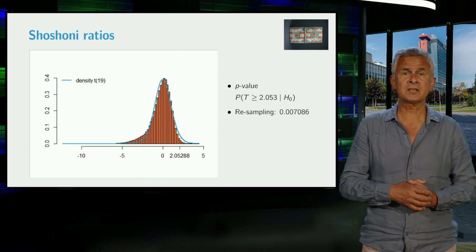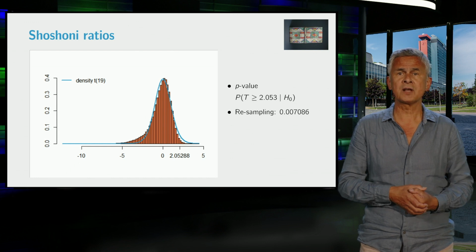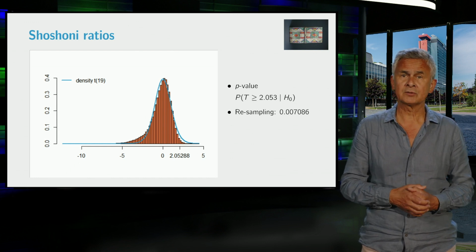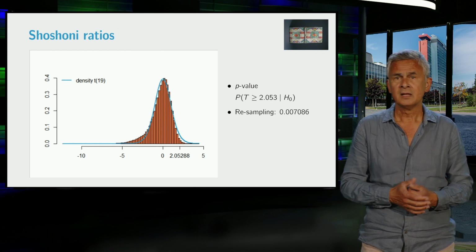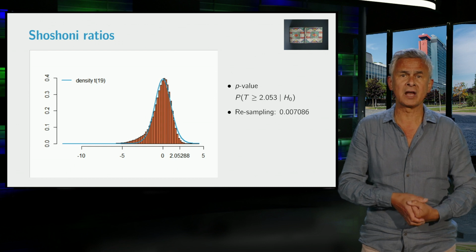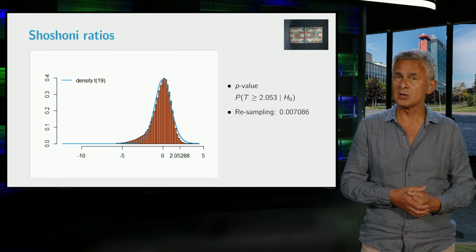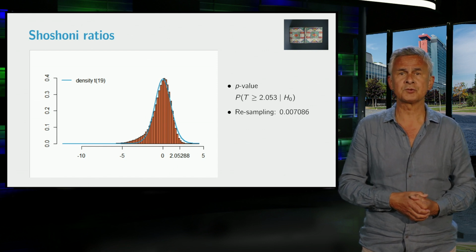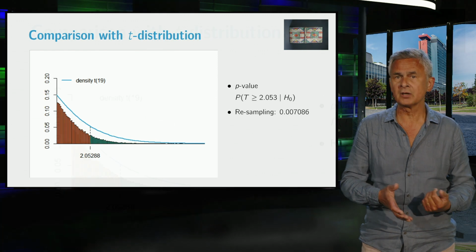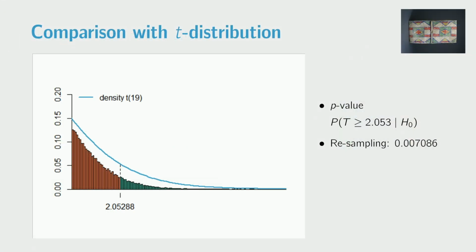Now when we scale the histogram to having area 1 under the curve, we can compare it to the density of the t-distribution. Now clearly, the histogram is much more skewed to the left. And this also affects the p-value for the null hypothesis that mu is equal to the golden ratio. Now this is more clear if we zoom in around the value 2.053. The p-value computed from the t-distribution is 0.027, about 4 times higher.